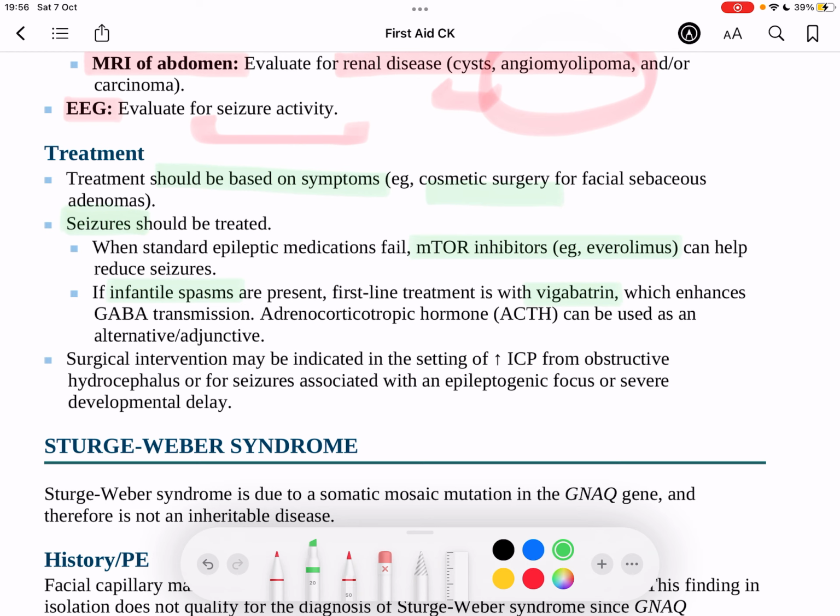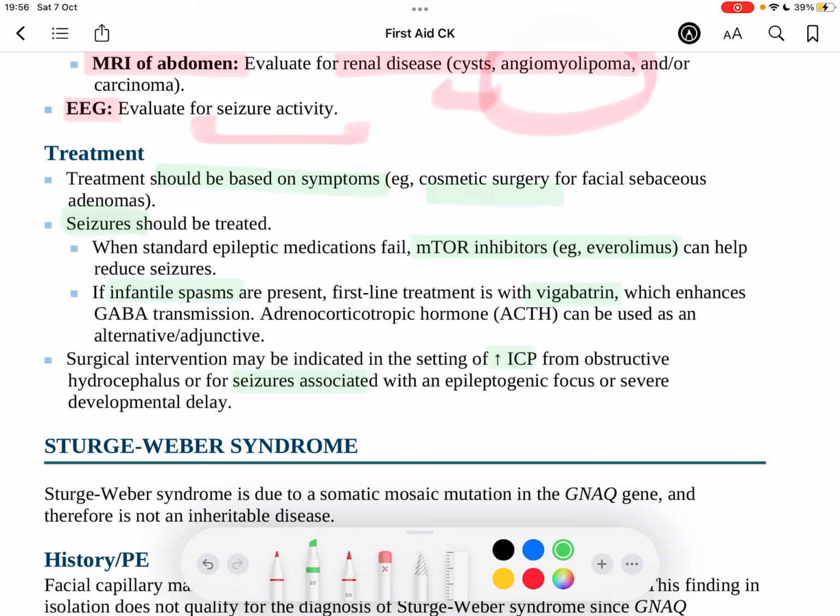Surgical interventions may be indicated in certain settings, i.e. if somebody's got high intracranial pressure, maybe from the obstructed hydrocephalus that we'd mentioned from the cortical tubers and subependymal nodules, but also for patients who have seizures from a specific foci, or if they are resistant to vigabatrin and other medications. Okay, so that's the overall treatment of tuberous sclerosis.